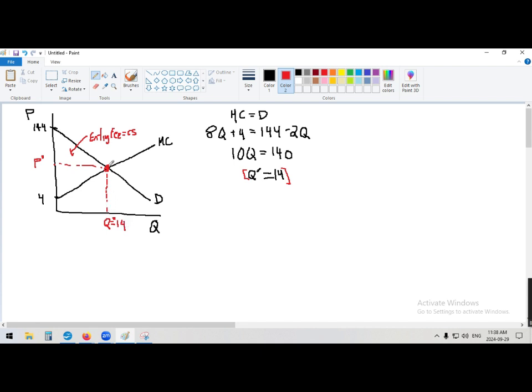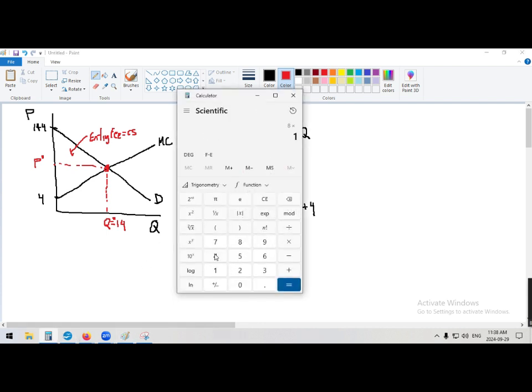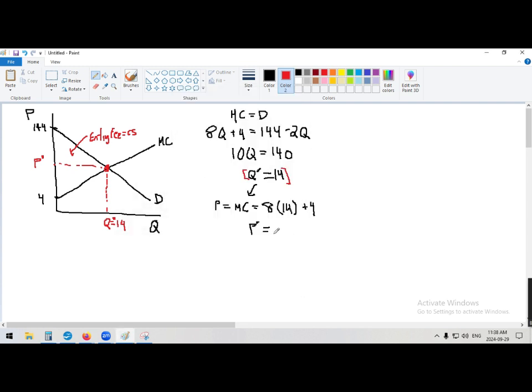And then once we have the quantity, we can go up and say, okay, how much are they going to sell it for? By plugging it into either curve, it doesn't matter. We can plug it into the marginal cost curve here. So they're going to sell things at cost, which is 8 times q, which is 14 here, plus 4. So the market price is 8 times 14 plus 4. So we have 116. That's going to be this point right here.